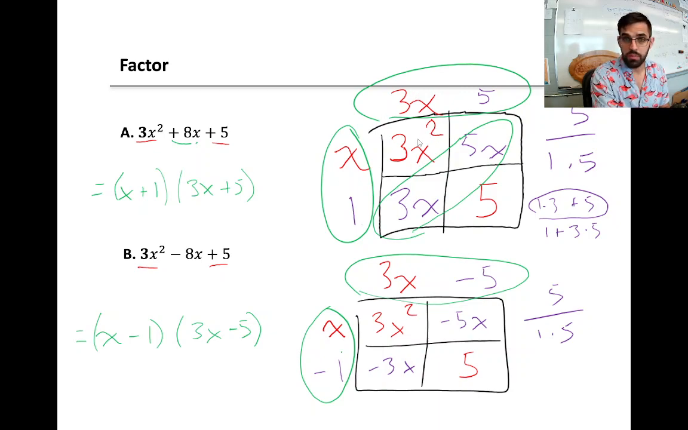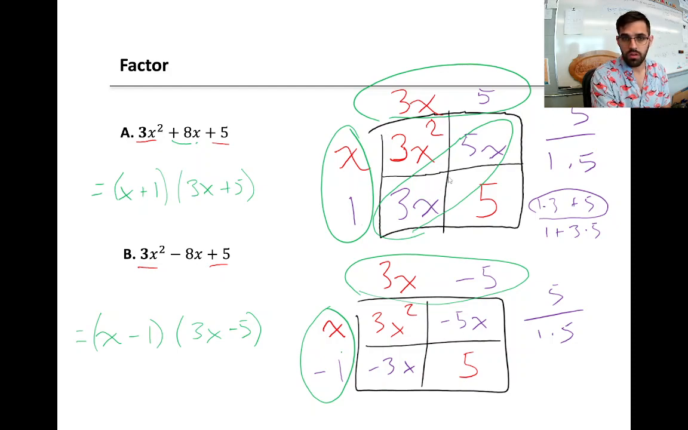3x squared is a prime number, so we know how to break that up. It's x and 3x. However, whatever number goes with the x gets multiplied by 3x when it goes into the box. And that's important because when we look at our constant term 5 and figure out all its factors, it's only got one pair of factors. It doesn't matter where the 1 goes and where the 5 goes. Because wherever goes here, the 1 or the 5 gets multiplied by the 3.